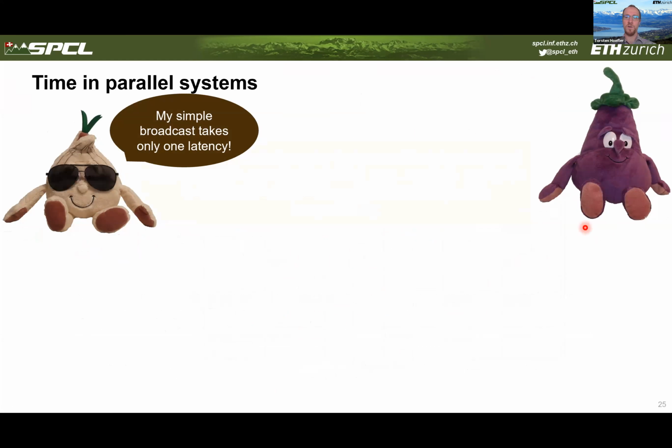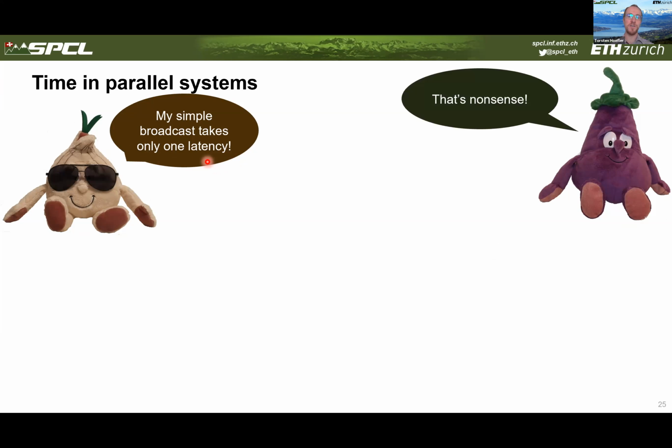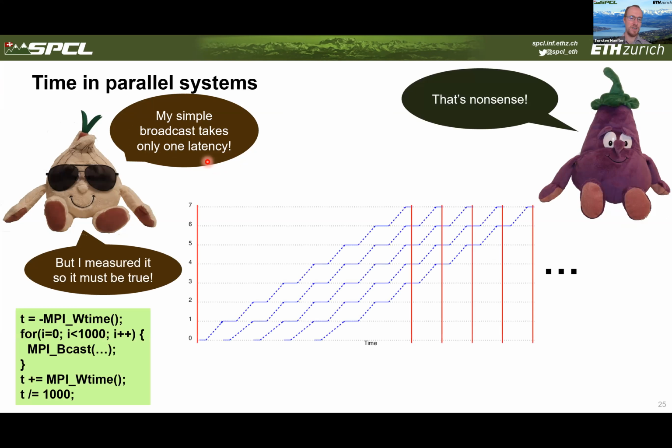Now, more complex is the time in parallel systems, which, as I mentioned, is super hard to measure. For example, Garth, a slightly naive student, said he developed a broadcast that takes only one latency, so one point-to-point latency to finish, which is of course theoretically impossible. But I measured it, so it must be true. Look at this benchmark code. This is extracted from the Intel MPI Benchmarks, formerly the IMB benchmark suite.